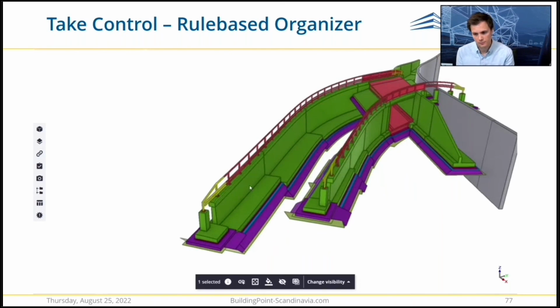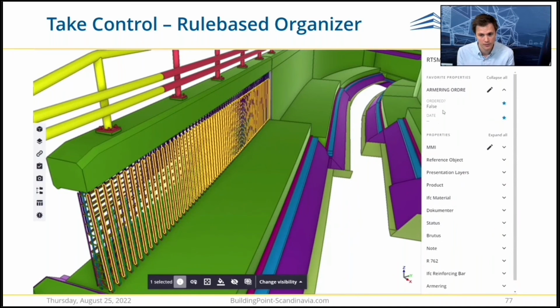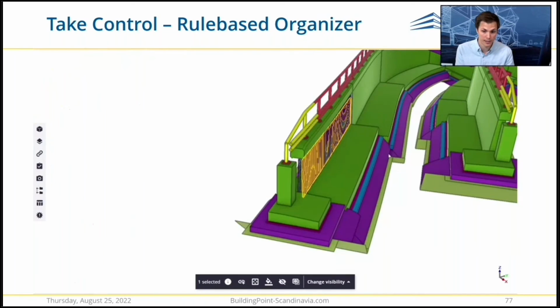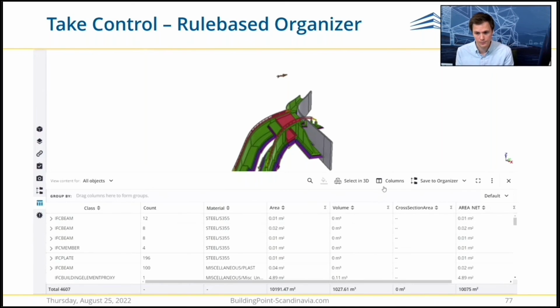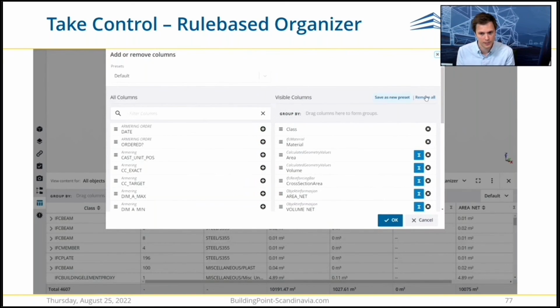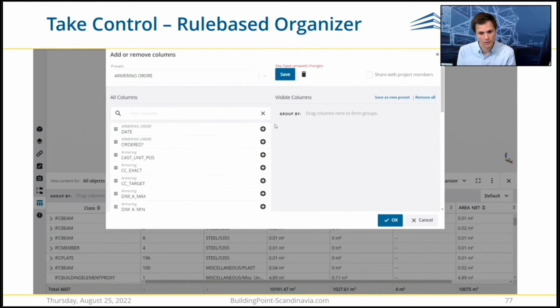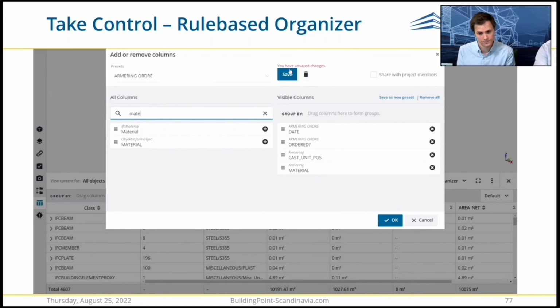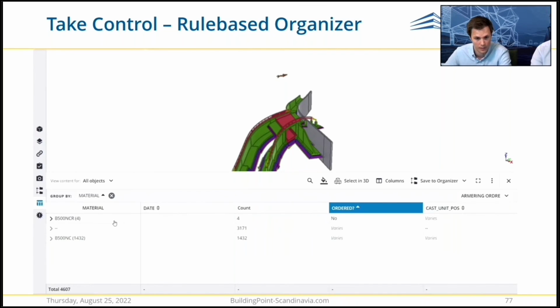So firstly, I will check some information on the reinforcement bar. I have this custom property added which will work as a status. Have these been ordered or not? I will, in my data table, create a column setup based on these custom properties, and I will be able to search those up and add them as columns. I will save my new column setup, and now for everything in the model, I'm able to group on these custom properties and other properties I've added.